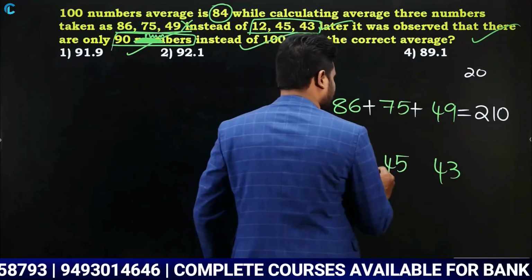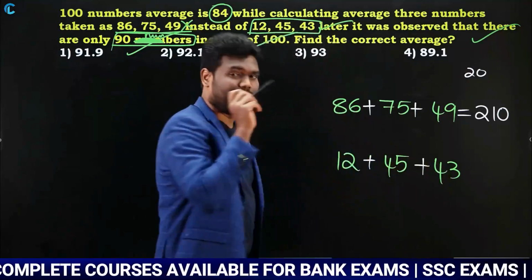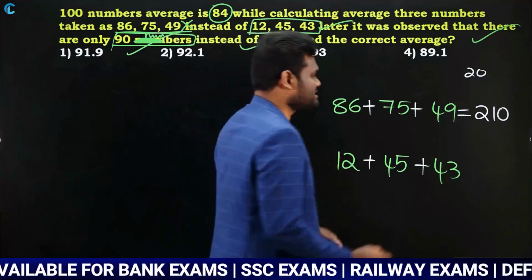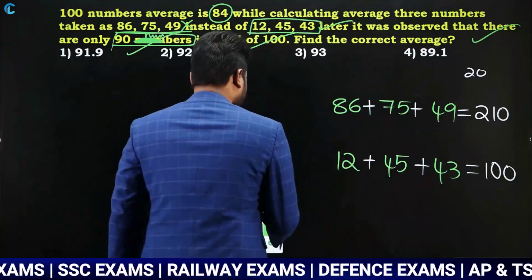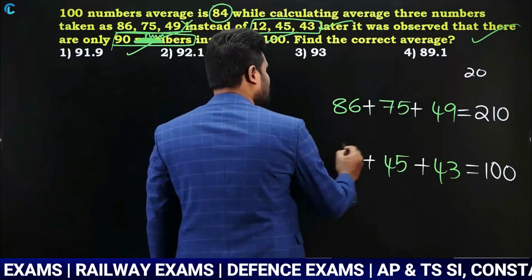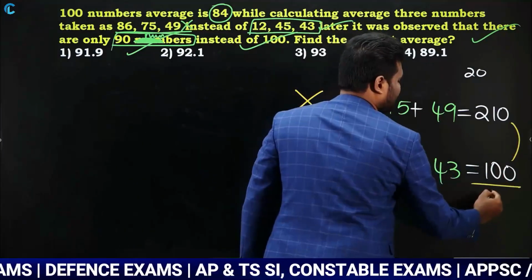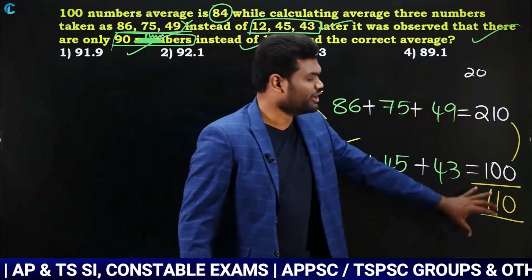Similarly, when you add the correct numbers, 2 plus 5 plus 3 is 10. 40 plus 40 is 80, 80 plus 10 is 90, 90 plus 10 is going to be 100. So the correct values sum to 100, and these are the wrong values. If you take the difference, the difference is 110. As the wrong value is more, you need to subtract this.